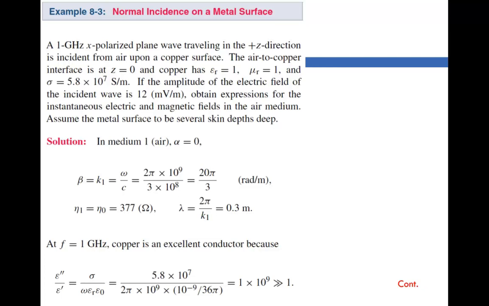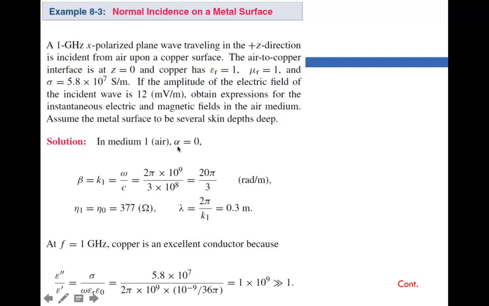The copper has a relative dielectric constant of 1, mu relative is 1, and the conductivity of copper is given as 5.8 times 10 to the 7th Siemens per meter. We're given the amplitude of the electric field incident wave, and we're asked to find expressions for the instantaneous electric and magnetic fields in the air and medium. We're going to assume that the metal surface is at least several skin depths deep.